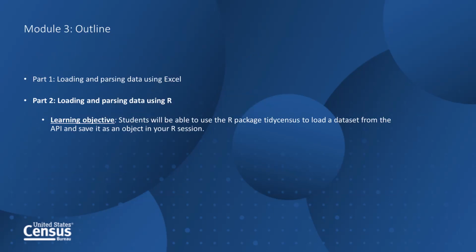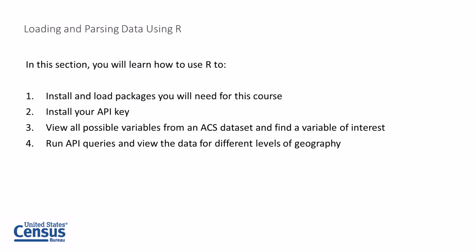By the end of this section, you will be able to use the R package Tidy Census to load a dataset from the API and save it as an object in your R session. In this section, you will learn how to use R to install and load packages you will need for this course, install your API key into RStudio, view all possible variables from an ACS dataset and find a variable of interest, and run API queries and view the data for different levels of geography.